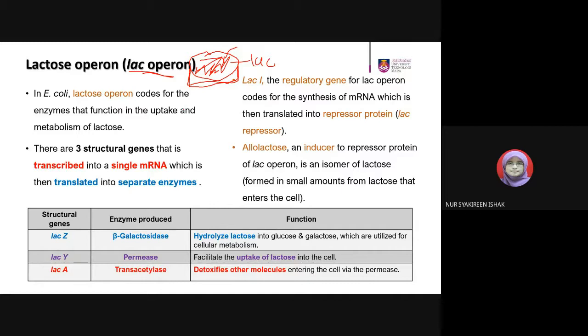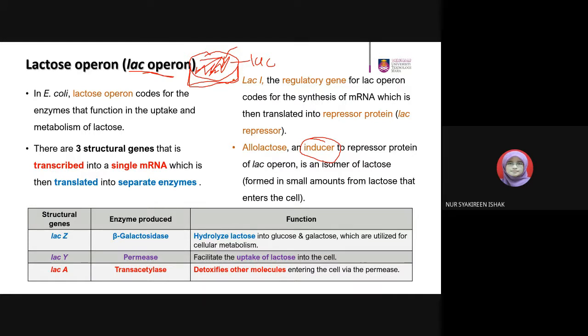Okay, inducer, dia induce. Kan sama ada transcription boleh berlaku ke tak? Operon ni switch on ke tak? Faham? Okay, dia bertindak sebagai inducer. Dia menentukan operon ni switch on or not. The three genes will be expressed or not.